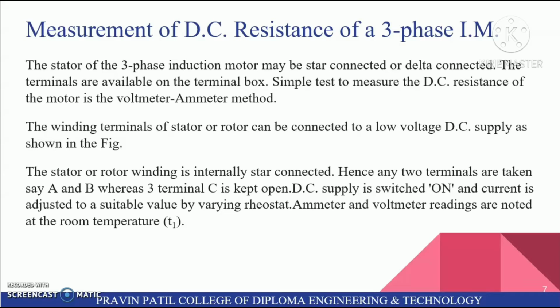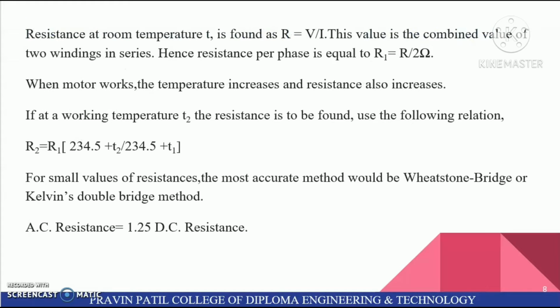The stator or rotor winding is internally star connected, hence any 2 terminals are taken, say A and B, whereas terminal C is kept open. DC supply is switched on and current is adjusted to a suitable value by varying rheostat. Ammeter and voltmeter readings are noted at the temperature T1. Resistance at temperature T1 is found as R is equal to V upon I. This value is the combined value of 2 windings in series. Hence, resistance per phase is R1 is equal to R by 2 ohm.